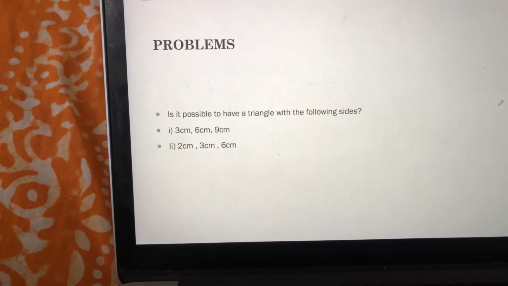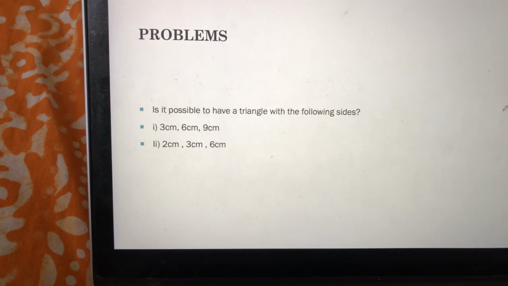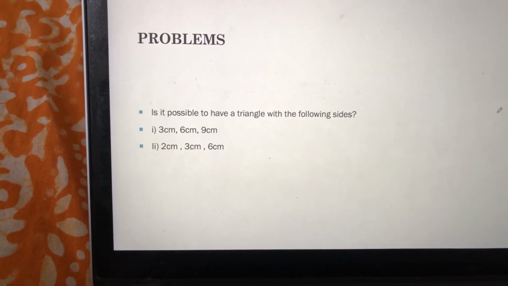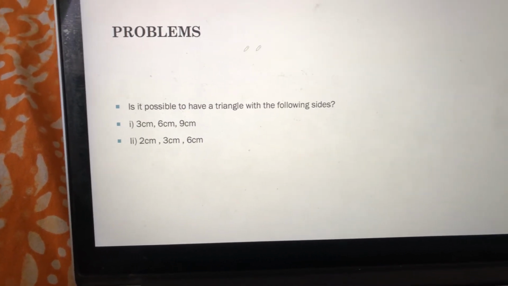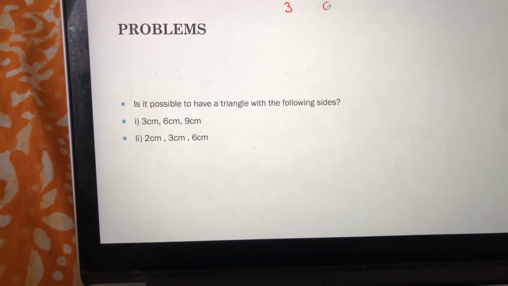Okay, so let's go to problems. The question is, is it possible to have a triangle with the given sides? The first one is 3, 6 and 9. So let's add.